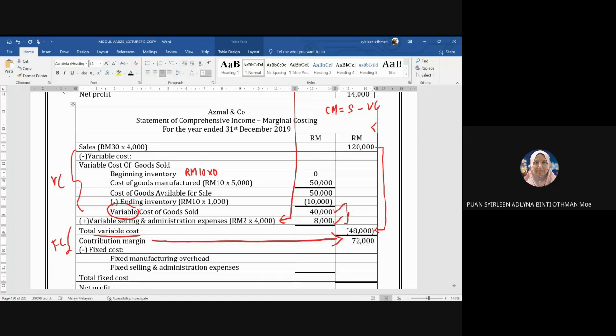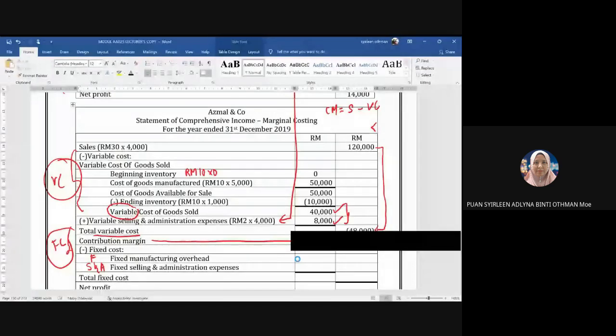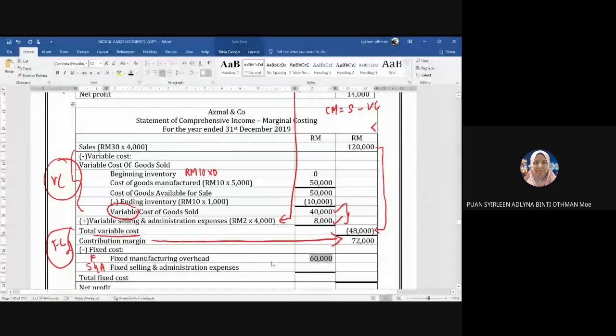Okay, alright. So selesai variable cost, kita start calculating for fixed cost. So di bawah fixed cost ni semua yang berlaku dalam company. So semua berlaku dalam company, that means yang ini berlaku dekat factory, yang ni berlaku dekat sales and admin. Okay, your fixed manufacturing overhead akan masuk dekat sini. So yang ni tak payah bagi per unit lah, terus ambil je, which is 60,000. And your fixed and selling admin expense is 10,000. Okay, alright. So total fixed cost, dua ni campur, kita akan dapat 70,000.